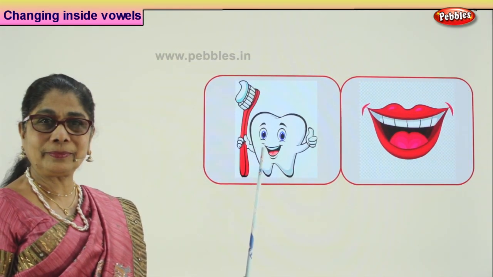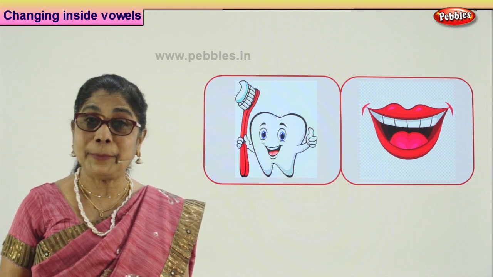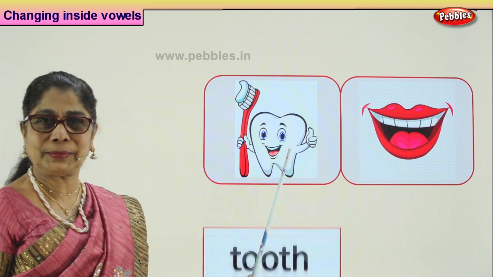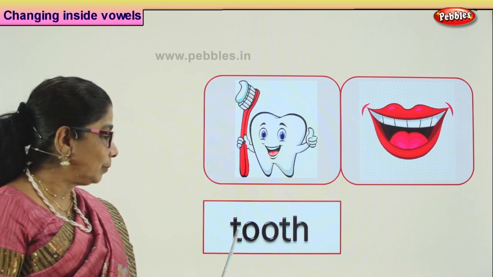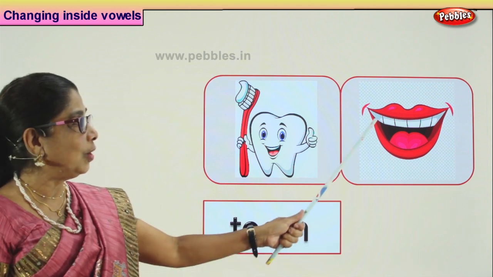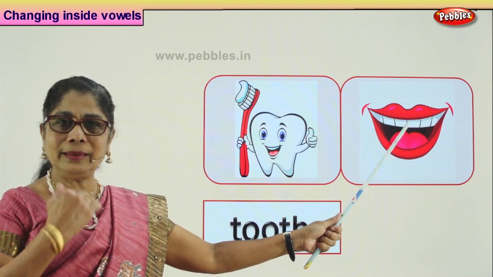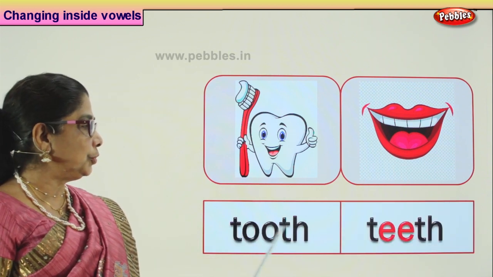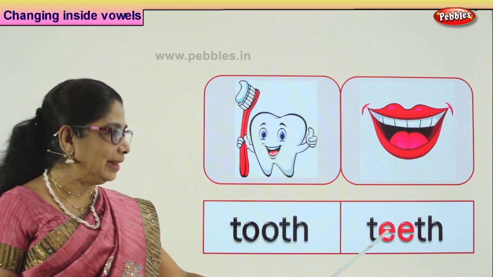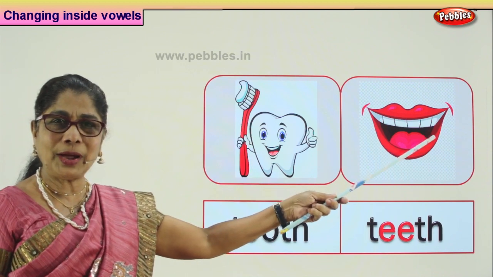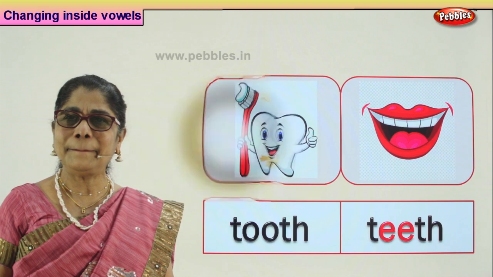Let's look at another picture. Look what we have here. Showing one tooth and telling you, you have to brush your tooth. Brush all your teeth well. One tooth. Mama, one tooth is paining. And you have many. You have up and down, up and down you have teeth. One tooth, many teeth. Look at the change of vowel inside the word. One tooth, you have many teeth. Good.